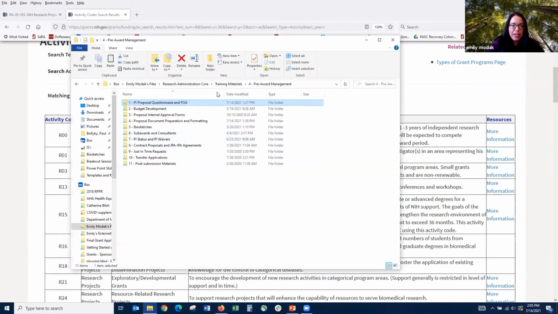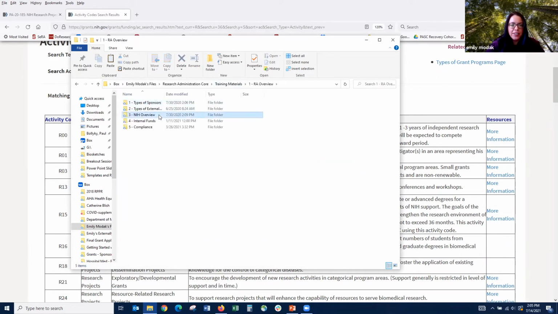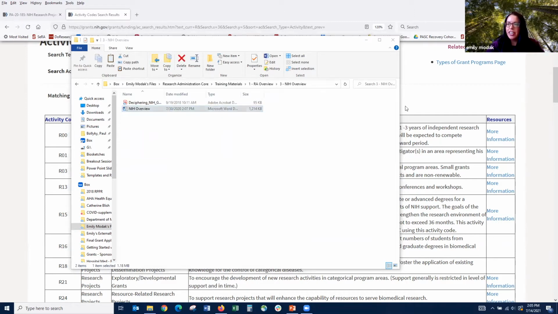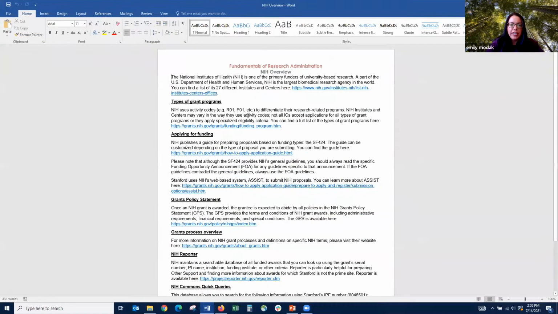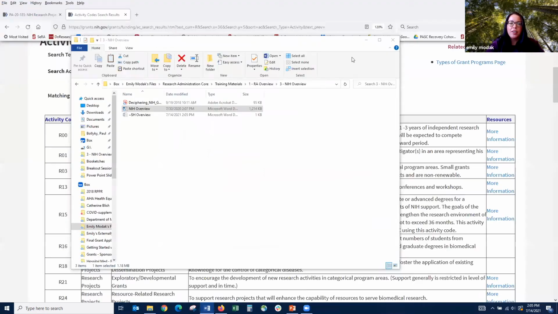The other place I would direct you is I had shared with everyone all of the RACS training materials. In the overview section, there's an NIH overview. So if you're not super familiar with NIH and how it's structured, there is a great one sheet here that tells you the types of programs. It directs you to the policies and guidelines, some searchable databases that you can use to find more information. So take a look at that, click through on those links. It'll give you the broad overview of NIH and how it works.